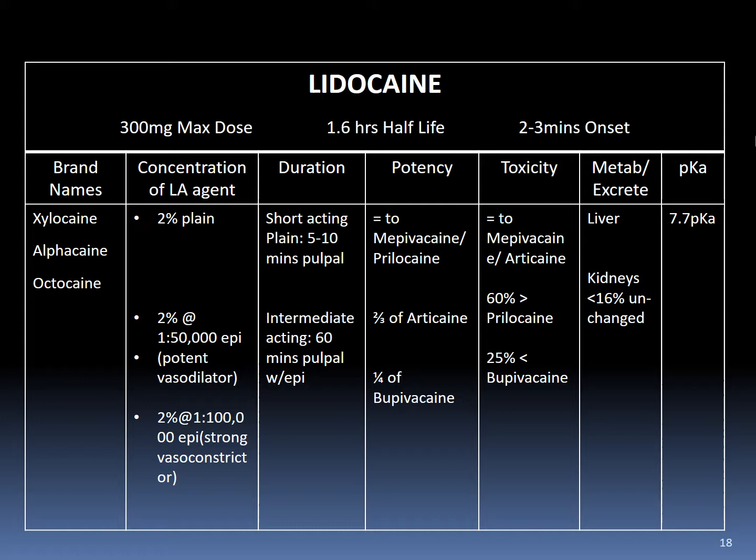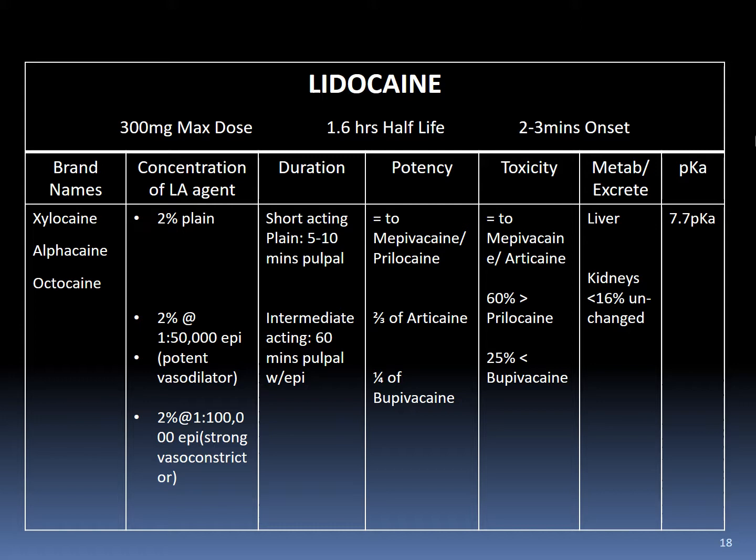And it's 25% less toxic than bupivacaine. It is metabolized in the liver, as are all amides, except for articaine, which we'll talk about later. And when it's secreted into the kidneys, it is less than 15% unchanged. That means that as this drug is secreted out, our bodies have not metabolized up to 16% of the drug, and therefore we will find more of it backed up in the kidneys.